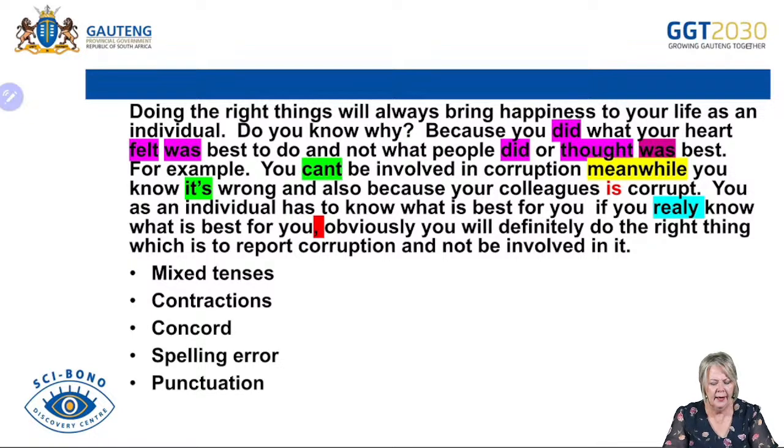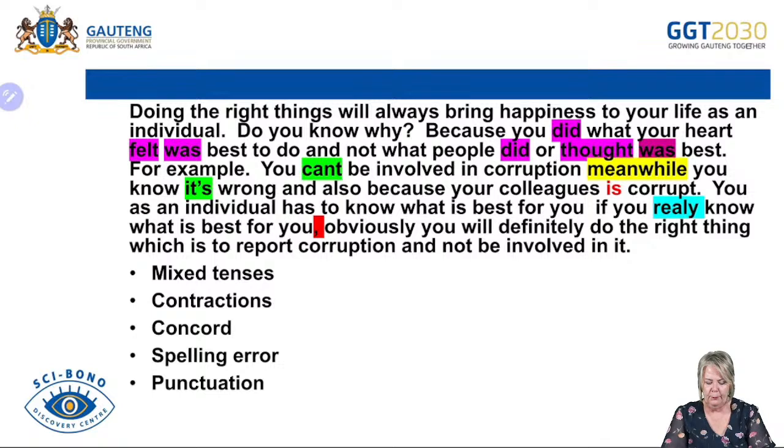Do you know why? Because you did what your heart felt was best. So there's a movement into the past tense that I don't understand, because the next sentence goes over into present future tense. So present and future tenses again. "So because you do what your heart feels is best to do and not what people do or think is best."